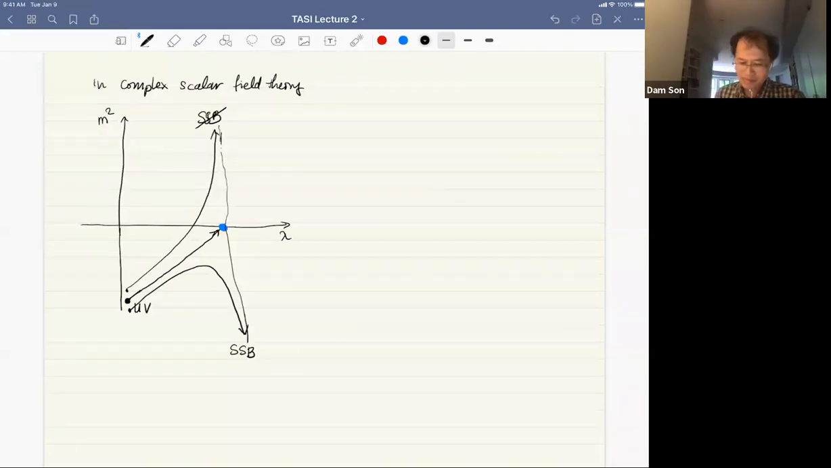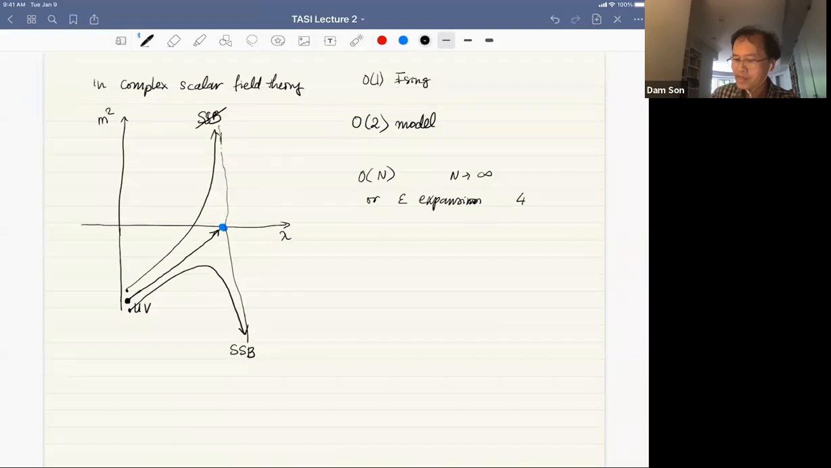Basically, it is one member of a quite simple class of O(N) models. This model is the O(2) model, O(2) because the U(1) symmetry of the complex scalar is O(2), which can be generalized to O(N). When N is equal to 1, basically it's an Ising model. When N goes to infinity, the problem can be solved exactly in another way using the 1 over N expansion. Analytically, we can do either O(N) with N going to infinity, or the epsilon expansion in 4 minus epsilon.